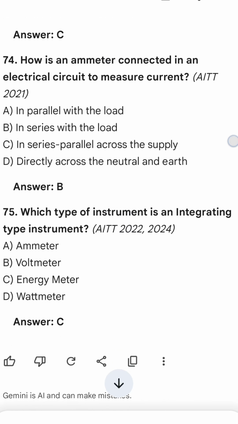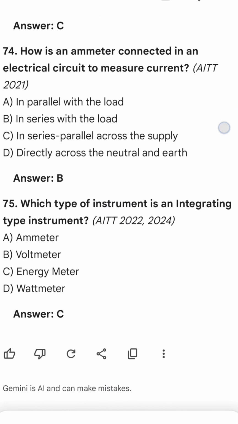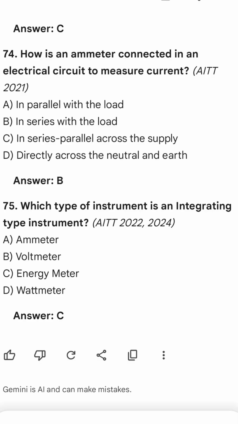Question number 74. How is an ammeter connected in an electrical circuit to measure the current? 2021. In parallel with the load, in series with the load, in series parallel across the supply, directly across the neutral and earth. Option B, in series with the load, is the correct answer.